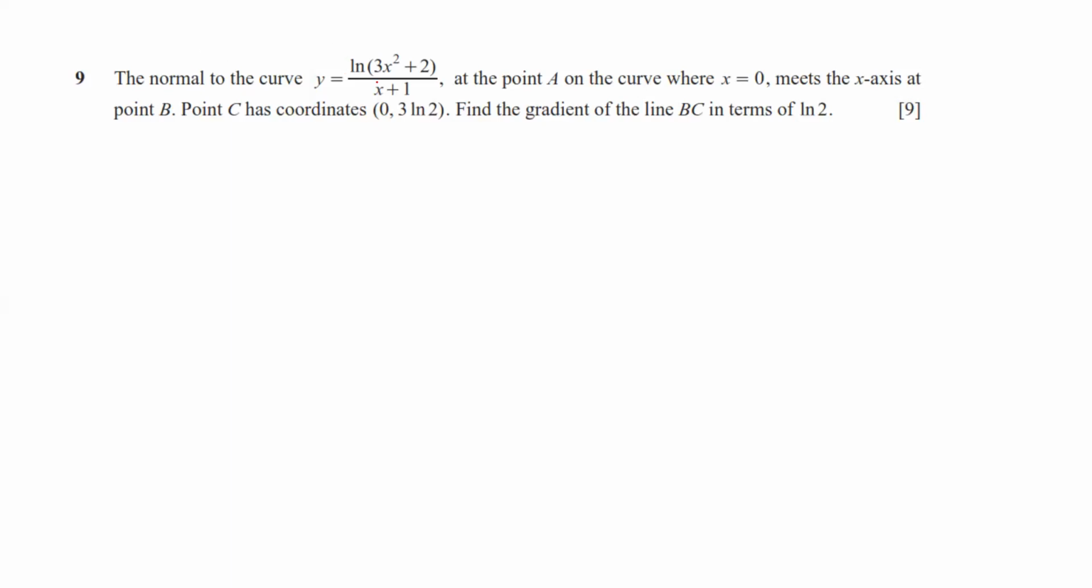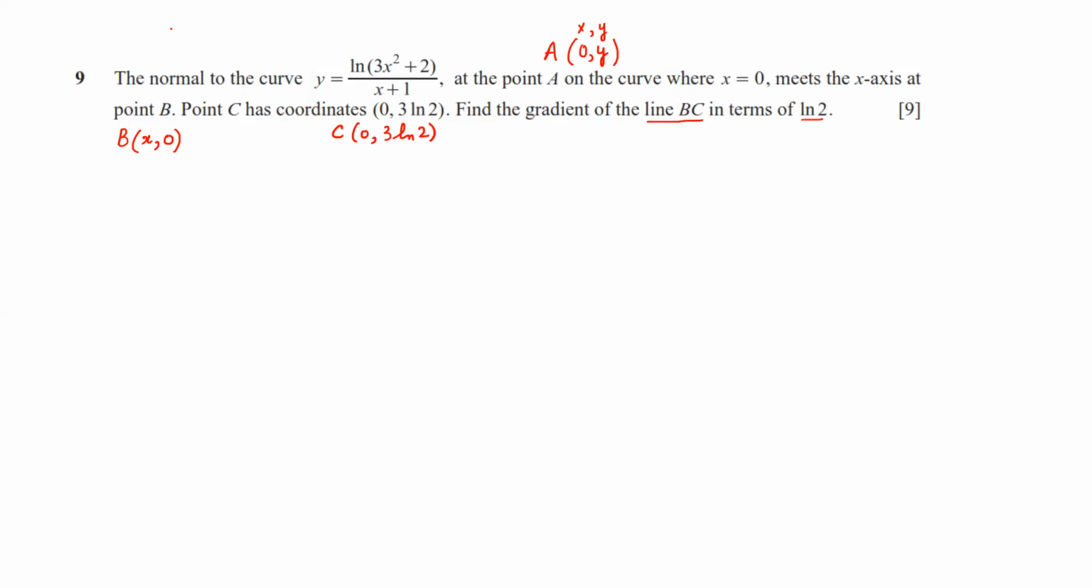So the normal to the curve y, at a point A on the curve where x equals 0. Remember, at point A, x is 0. It meets the x-axis at point B. At the x-axis, your y value is 0, whatever the value of x will be. The point C has coordinates 0, comma 3 natural log of 2. And it says find the gradient of line BC in terms of ln 2.